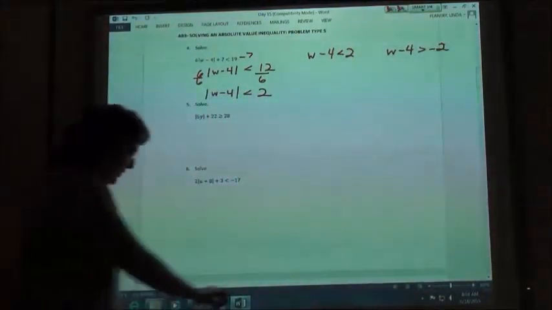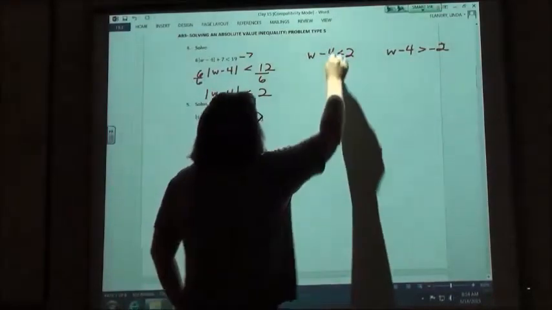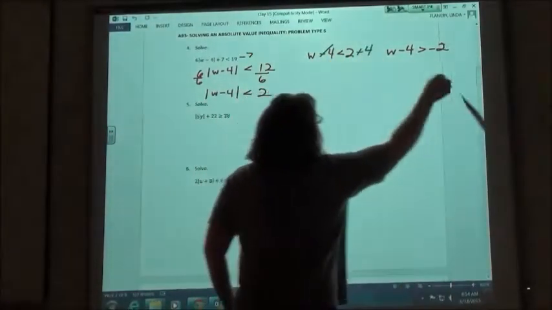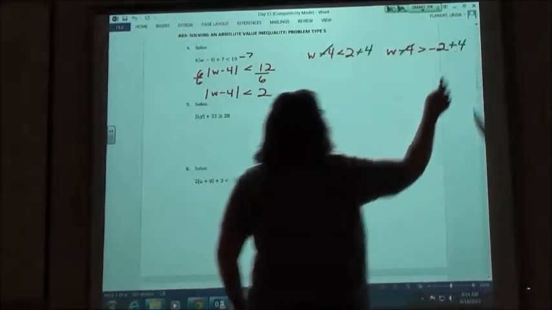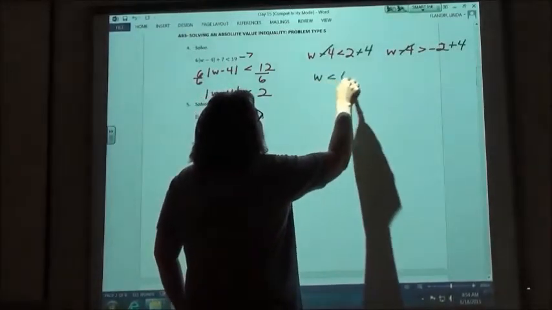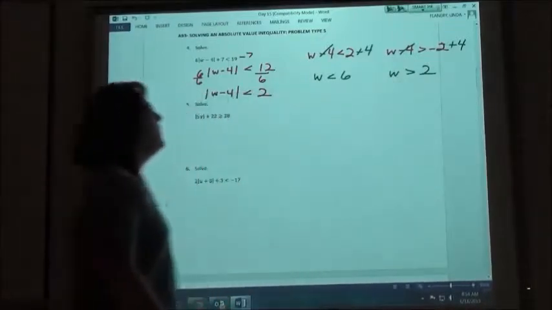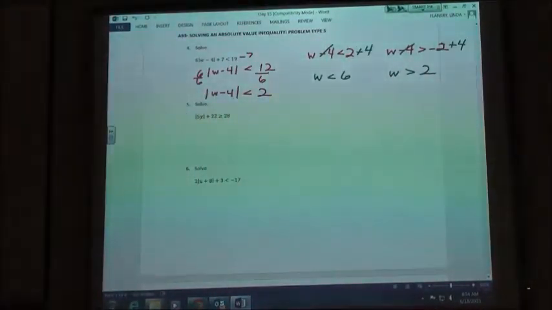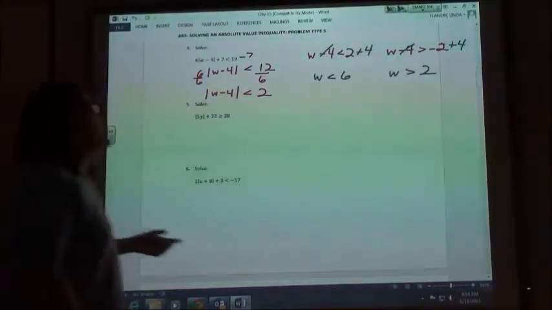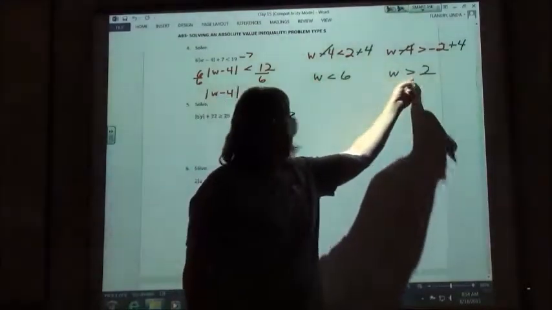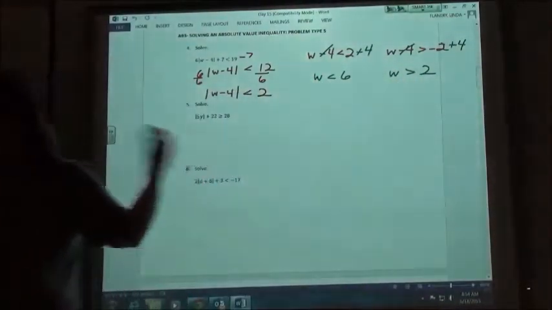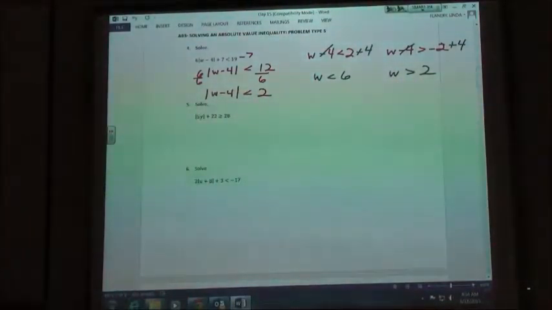Doing my 2 problems. So if I solve those, I'm going to add my 4 on both of them. W is less than 6. W is greater than 2. Now in these ones, you're not going to graph them, but you either have to connect them with the word and or the word or. And so I want to think about it. If I'm less than 6 and greater than 2, am I going in the 2 opposite directions, or am I between the 2 numbers?